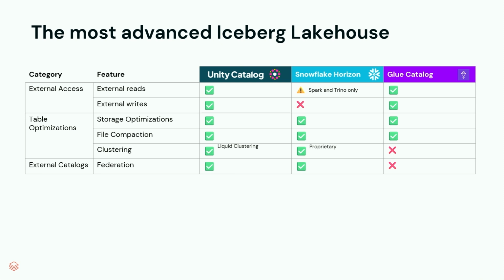All right. Now bringing everything together. This slide here is comparing Unity Catalog to other popular Iceberg catalogs across the metrics that we were discussing throughout this presentation. So external access, being able to read and write from external engines, table optimizations. There's a variety of different optimizations that exist in the Iceberg community. Storage optimizations like snapshot expiration or file cleanup, file compaction, familiar, I imagine, with most folks, and then obviously clustering, and then the federation of external catalogs. And as you can see here, Unity Catalog is checking all those boxes, while the other catalogs that we have pictured here have limitations that you need to consider.